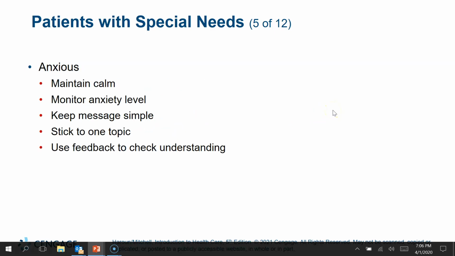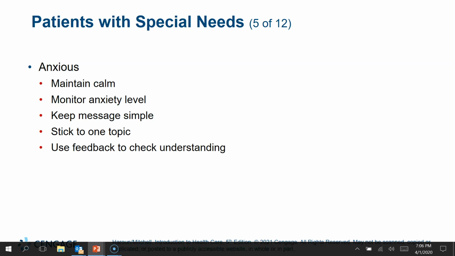Anxious patients, we want to maintain calm. I don't know if you've seen anybody who's had a panic attack, but it is scary. They are truly so frightened. They're hyperventilating. A lot of them will go into the fetal position. It is a really scary thing. So the most important thing for us to do is remain calm. I'm not saying on the inside you're not going to be a hot mess, but you have to maintain that facade of calm while you're working with them.